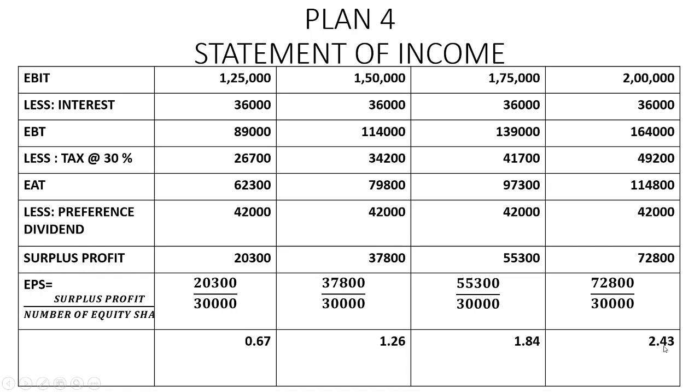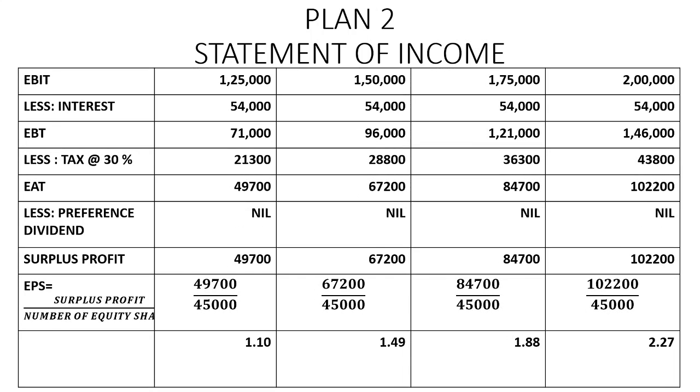Now we have prepared the statement of income for 4 different plans, and 4 tables are prepared because different EBITs were given. Only one EBIT was given, we would have prepared only one statement of income. So 4 different statements of income are prepared for 4 different plans. We have to find out which is the best one. We'll have to compare the EPS. Now we'll go to the first plan.